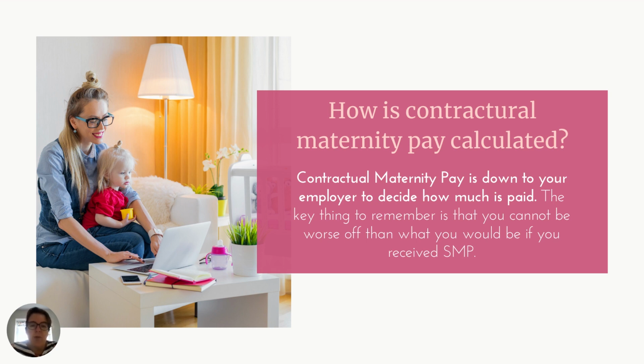The key thing to remember with this is that you cannot be worse off than what you would be on statutory maternity pay. For example, some companies would pay 12 weeks at full pay, 12 weeks at half pay, which obviously is a hell of a lot more money than what you'd get from statutory maternity pay. But you have to remember that if they say that our maternity package is X amount, it has to at least be as good as statutory maternity pay.